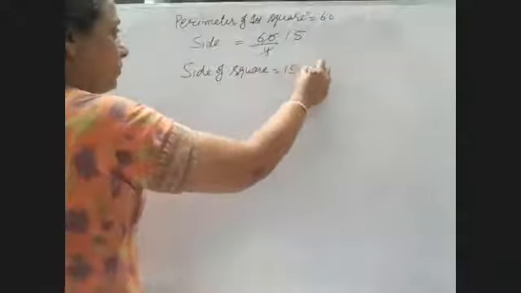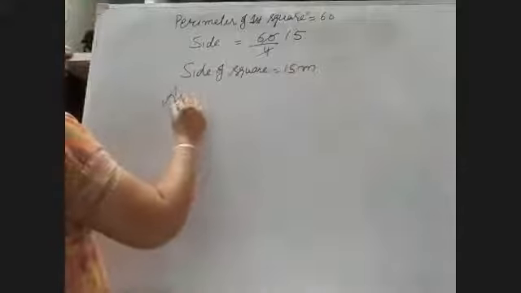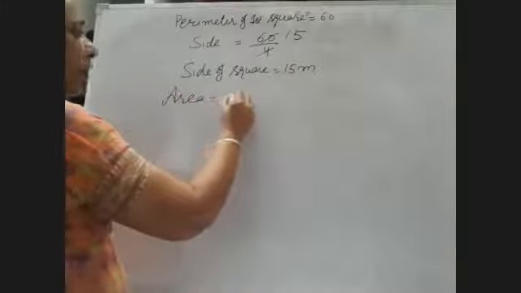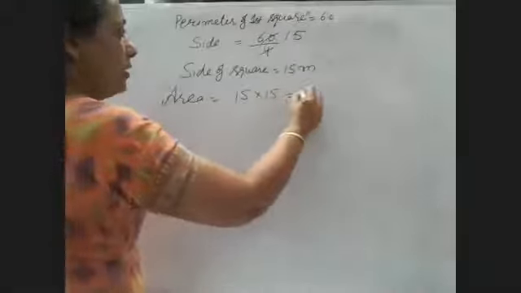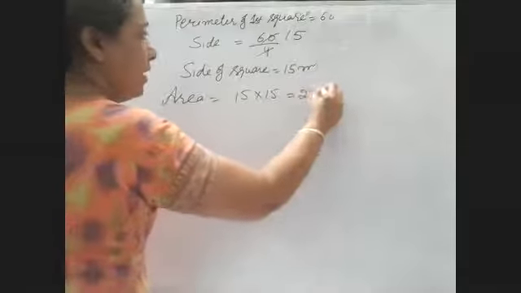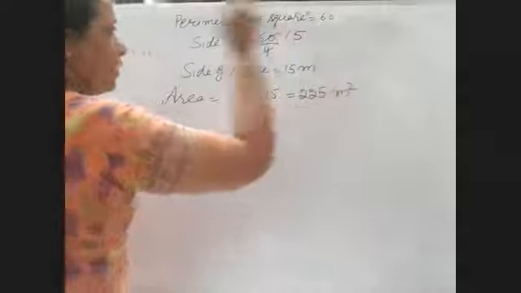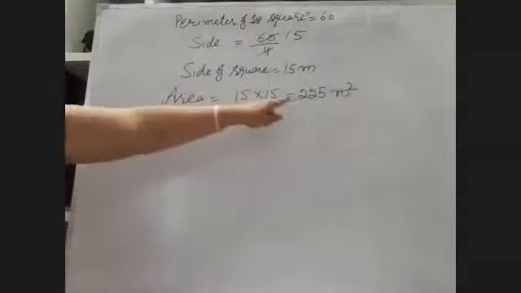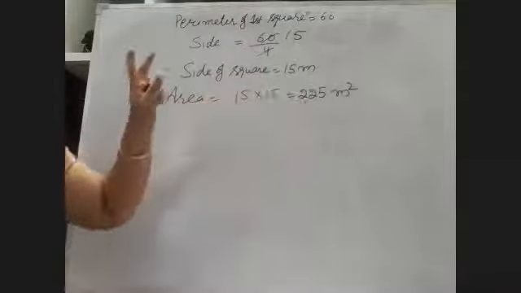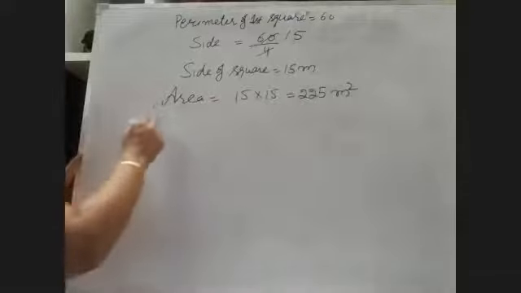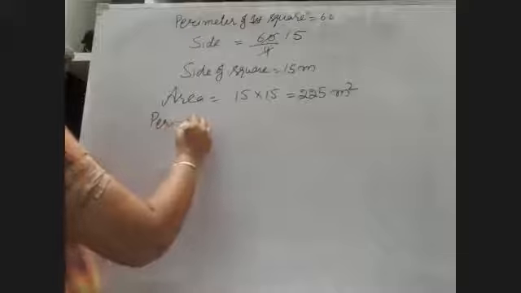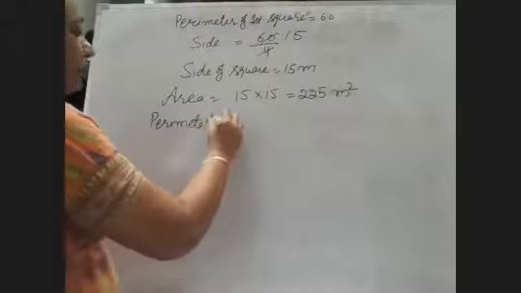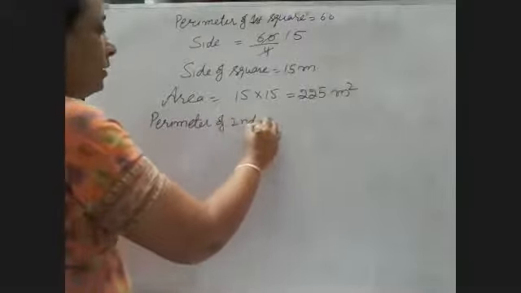Now find its area. Area is side times side, 15 times 15 is 225 square meters. So this is the area of the first square. Now the perimeter of the second square.